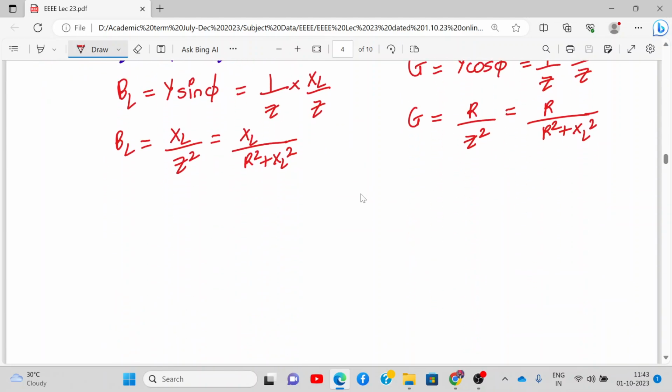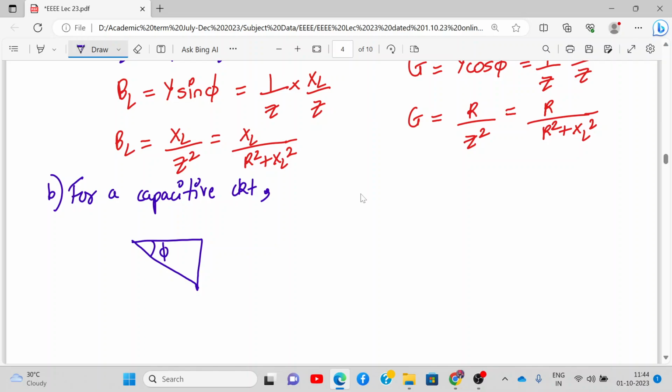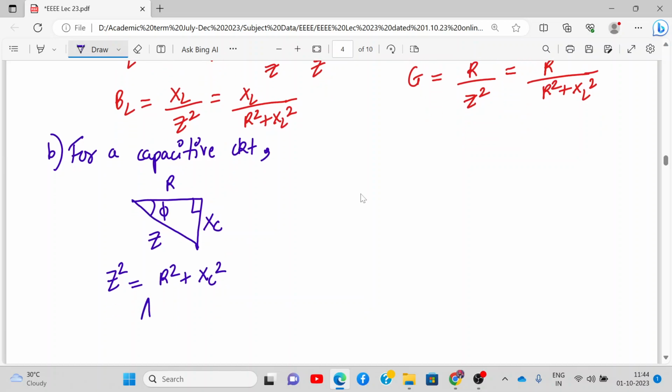Okay, now next we start with the capacitive circuit. So this was for the inductive circuit. Now for a capacitive circuit, what was the impedance triangle? Impedance triangle was like this. This was phi, this was Z, XC and R. Z square was given by R square plus XC square. So this was my impedance triangle, right? So please draw it. Now the admittance triangle will be exactly reverse. It will be opposite.